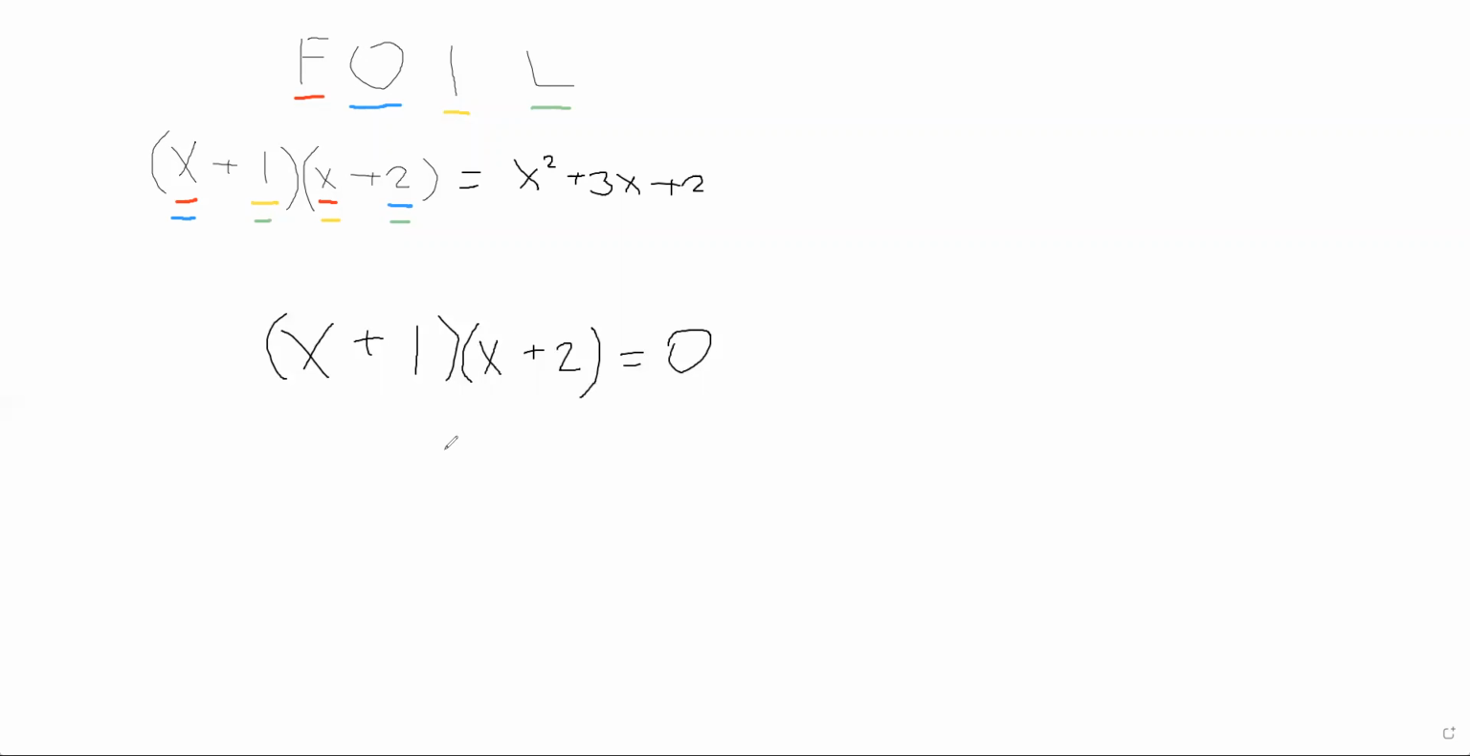It's kind of like a domino effect. You knock over one domino, the whole thing topples. If just one little thing is equal to 0, the whole thing becomes 0. And that's the zero product property. Very exciting stuff.